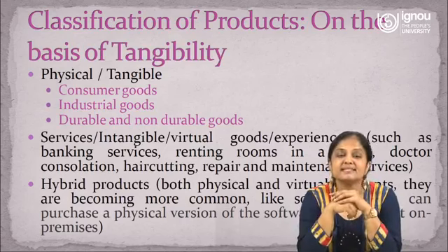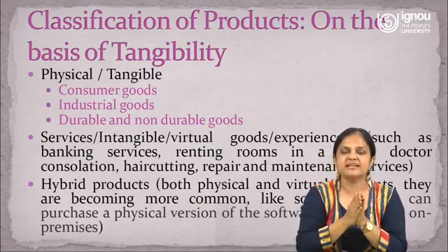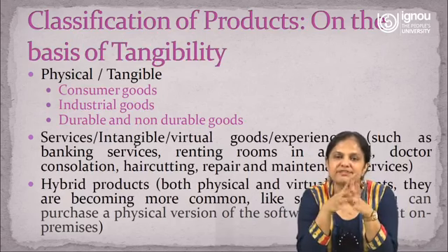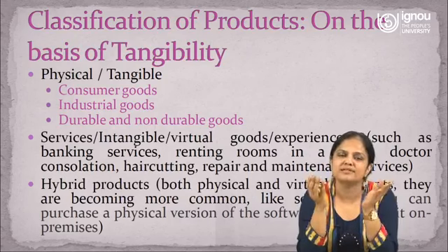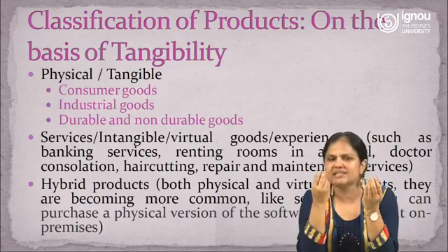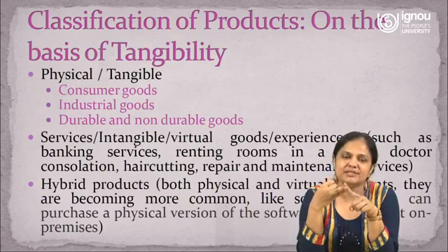The other category is hybrid products. Hybrid products are those products which have both physical and virtual elements. And nowadays they are becoming more common, like software. You can purchase a physical version of the software and install it on premises. So it has elements of both classifications: it has tangibility and it also has intangibility.